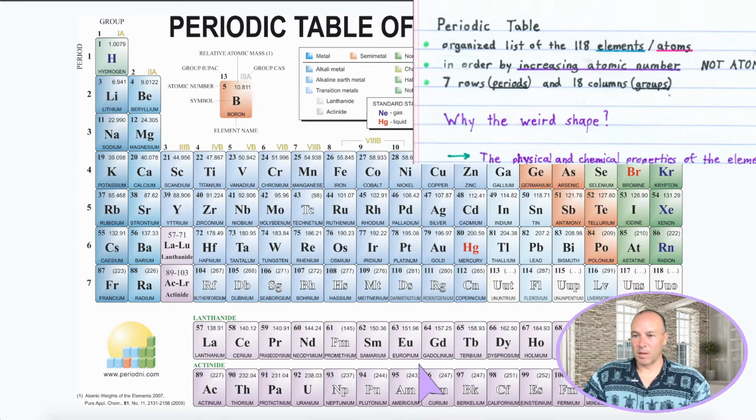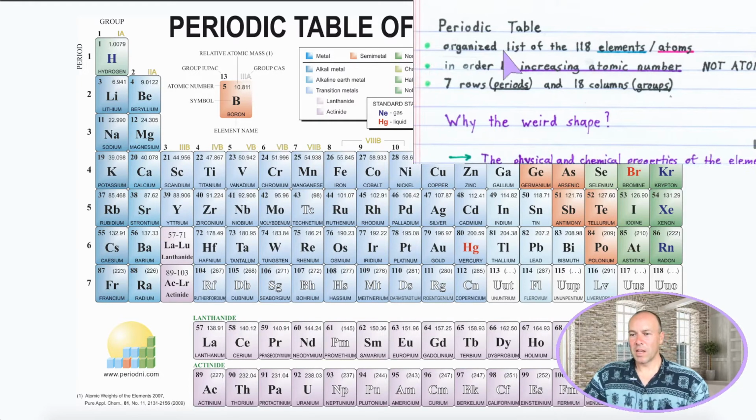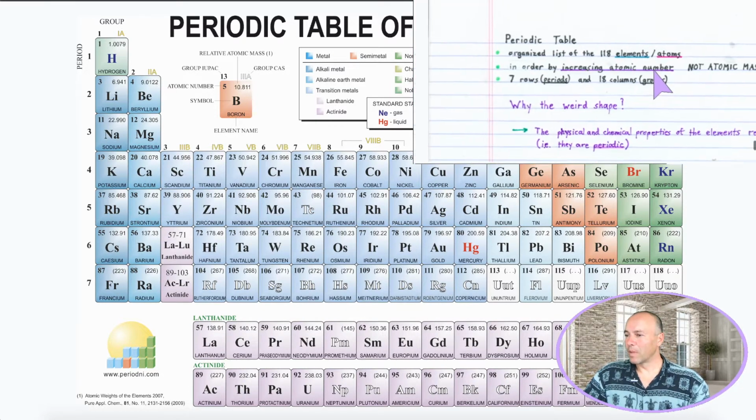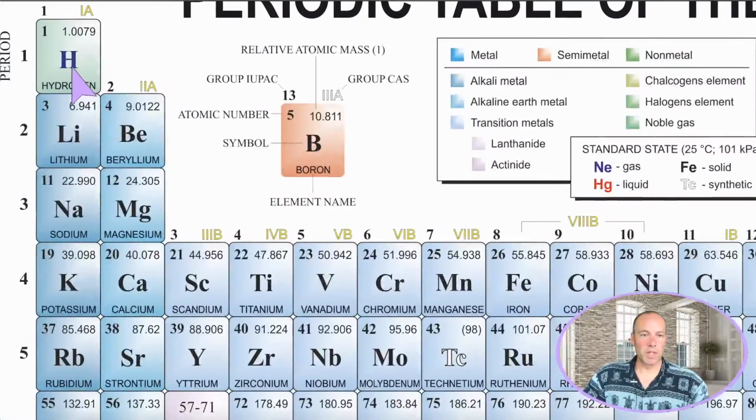Now, the table lists the elements in order by increasing atomic number, not atomic mass, as we discussed a couple of videos back. So the elements are ordered by their atomic number. For instance, hydrogen, this is the first element because its atomic number is 1.